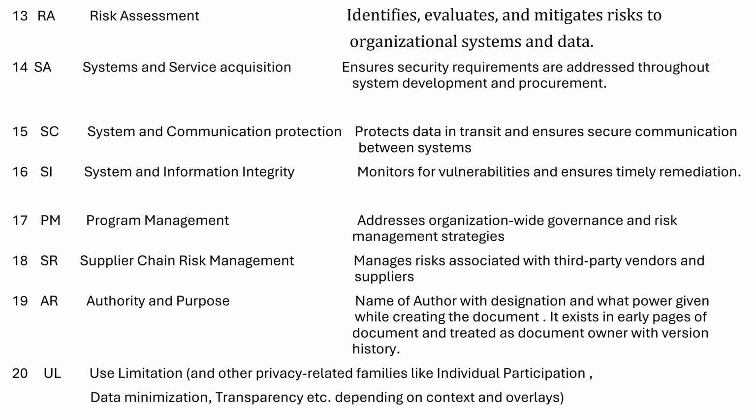SC is coded as system and communication protection, which covers the level of encryption of data in transit and in motion, and what secure communications exist between the systems. All these controls come under the SC coded domain. SI is system and information integrity, which monitors for vulnerabilities and ensures timely remediation. PM is coded as program management, which addresses organization-wide governance and risk management strategies. So PM actually monitors what is going on in the project from the planning point of view and from the management point of view.